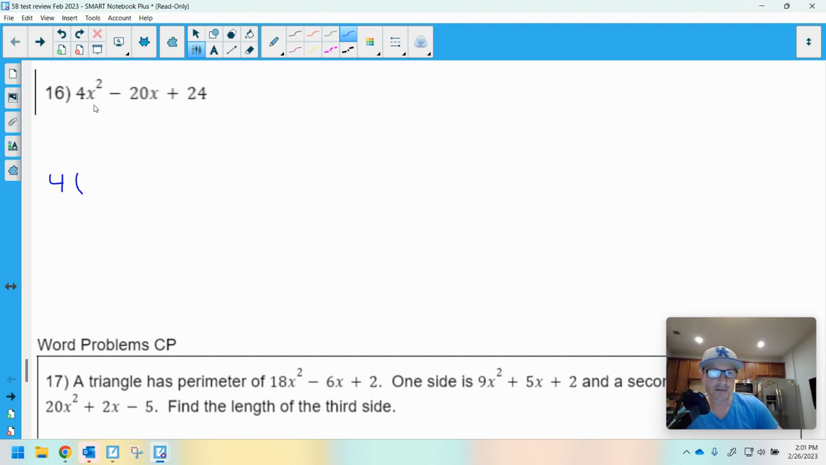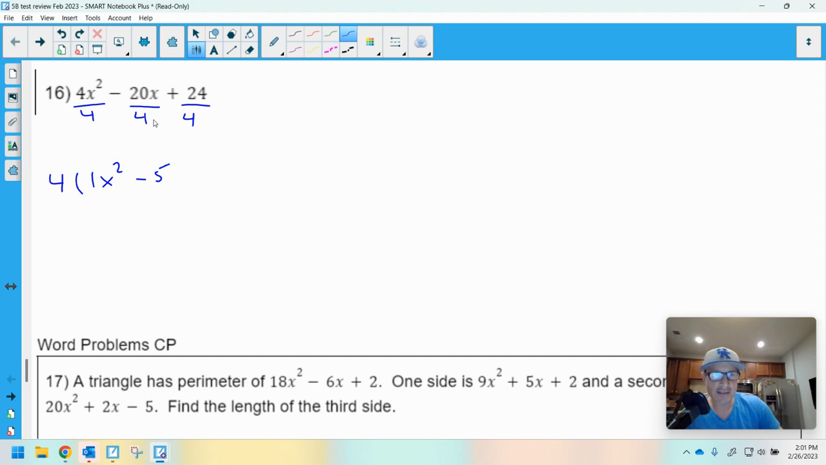4 parentheses. Divide by 4. Divide by 4. Divide by 4. Some of you might like to use the multiplication. 4 times what is 4? Well, 4 times 1 is 4. 4 times what is x squared? 4 times x squared is 4x squared. I think I might have said that wrong, but I think you got it. So 4 times what is negative 20? 4 times negative 5 is negative 20.